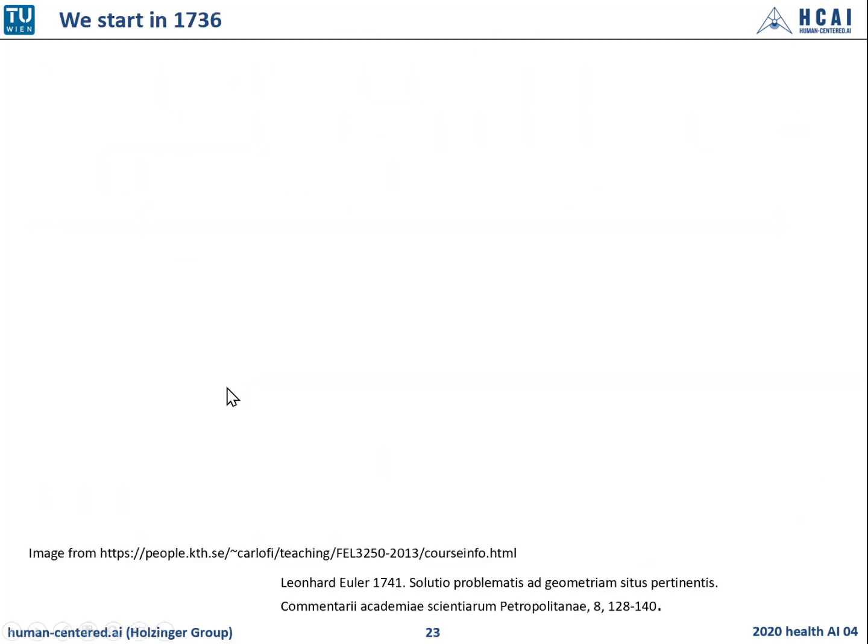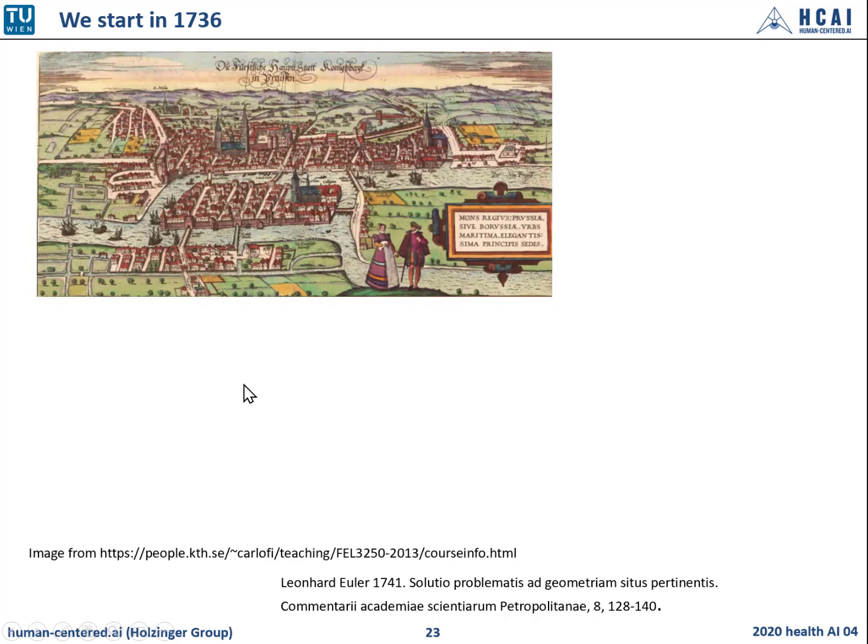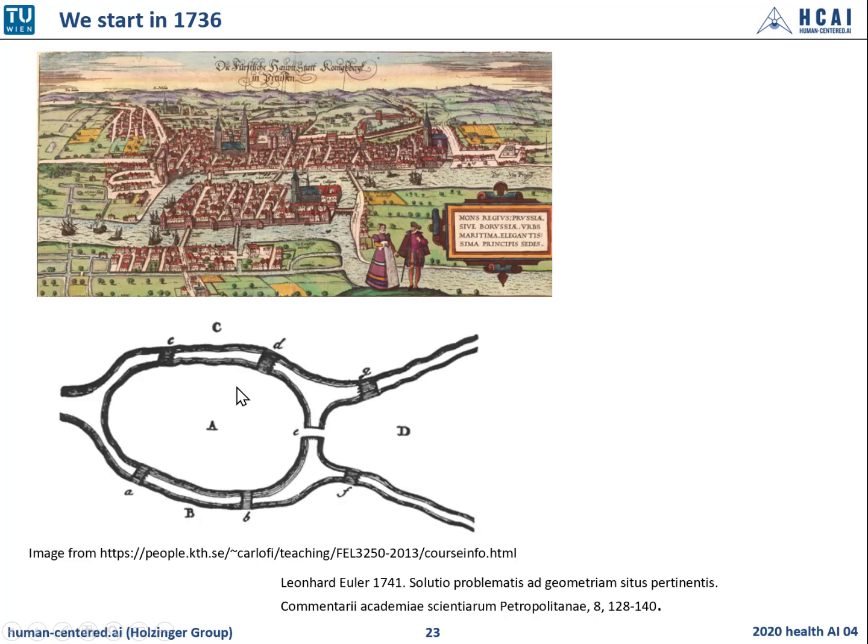Okay, so we start again in 1733. And you see, this is Königsberg, and graphs go back to Leonhard Euler, 1707 to 1783. How important Euler is for us can be inferred from a statement by Pierre-Simon de Laplace, who said, "Read Euler, he's the master of us all." And what did Euler do? In 1736, he presented a solution to the problem known as the Seven Bridges of Königsberg.